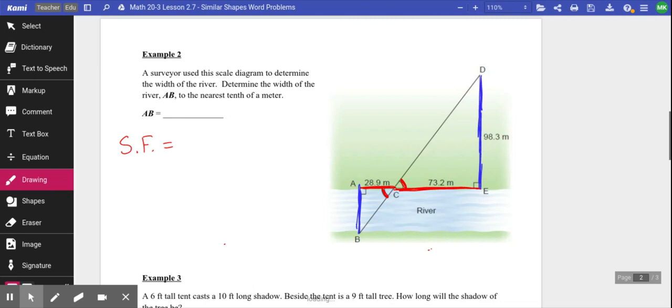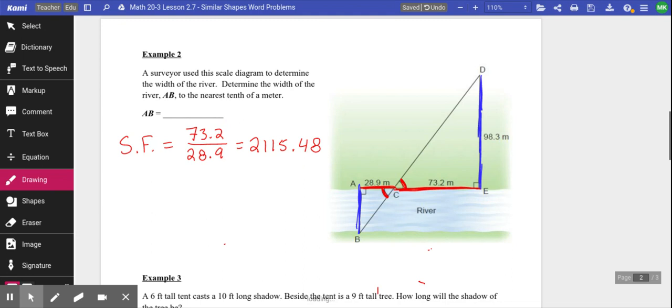Scale factor is new divided by old. I like to do big divided by small. So we're doing 73.2 divided by 28.9. That gives me my scale factor between these two triangles of 2,115.48. This means that if I took this small triangle and I multiplied it by that number, it would give me the big triangle.